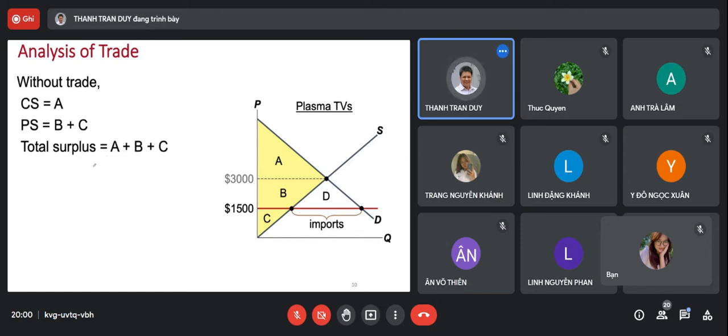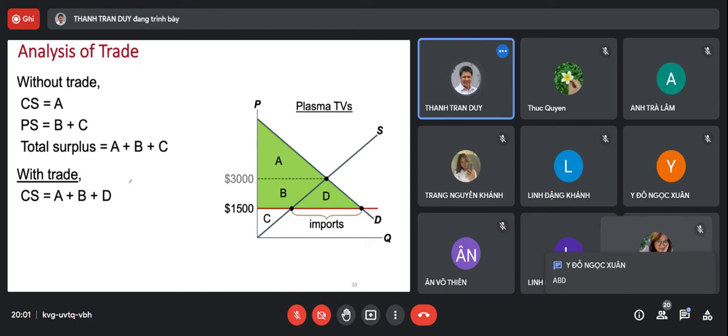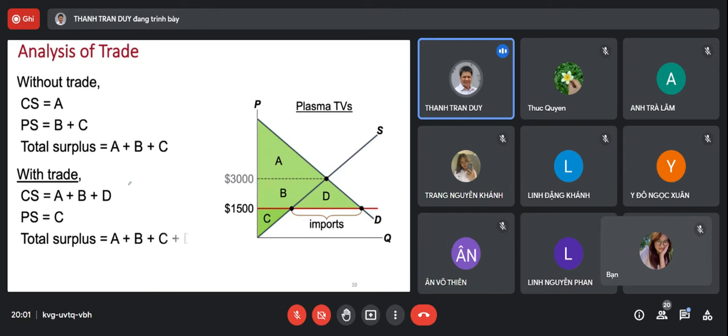Now, if we have free trade, what is consumer surplus in this case? Yes, ABD. And local producer surplus is only C. And total surplus will be ABCD. So from the consumer point of view, do you like this?